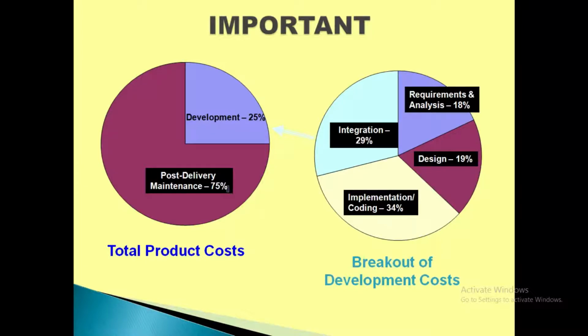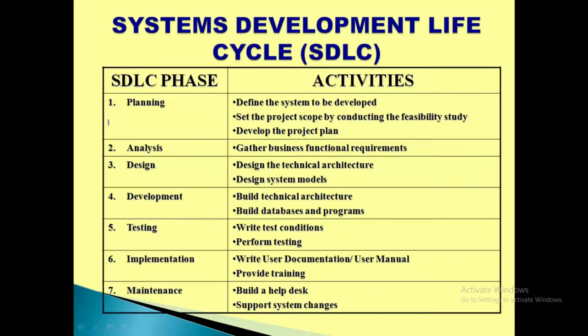Once the software or information system or the product is used by the customers, more time, effort, money goes in the maintenance of that particular information system. That is 75%. Now we will quickly look in short, firstly the activities of every phase, then we'll go into the detail of every phase.